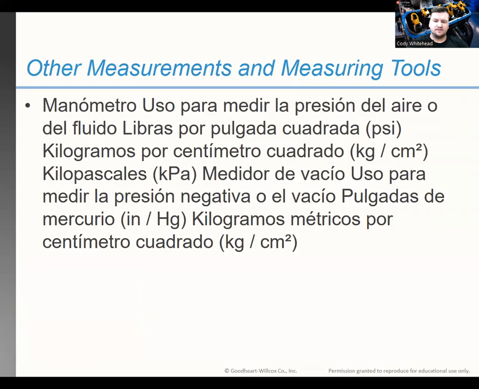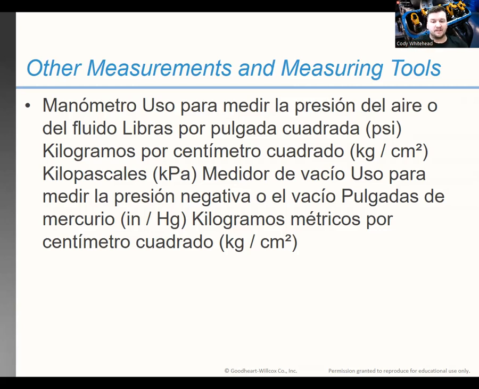And pressure gauges are used to measure air or fluid pressure. Pounds per square inch, PSI, is your customary US measurement that you're going to use. Kilograms per square centimeter, kg/centimeter squared. And kilopascals, kPa, is your other metric one that you're going to use. Kilograms per square centimeter is also metric as well. Usually you see PSI or kPa. The middle one there is a little bit long to say, so a lot of people aren't going to use that one.